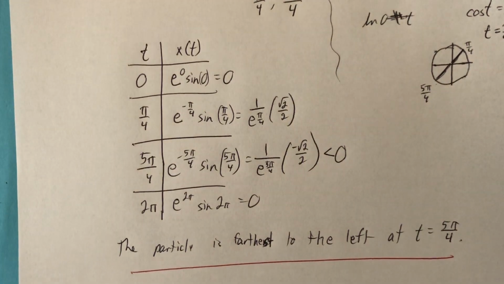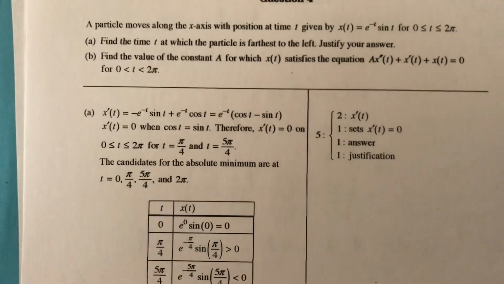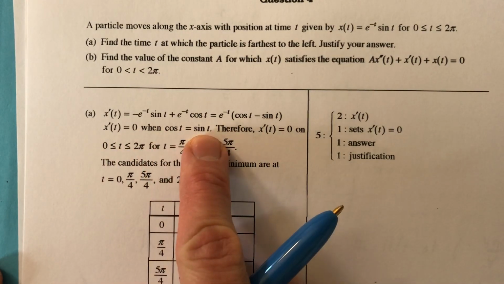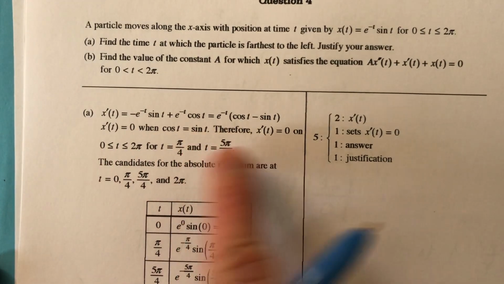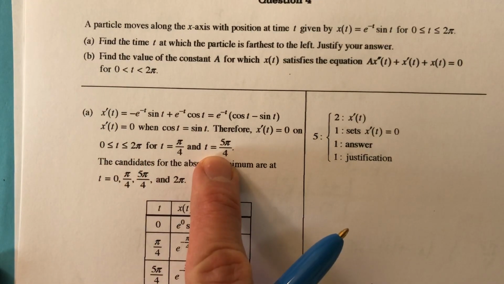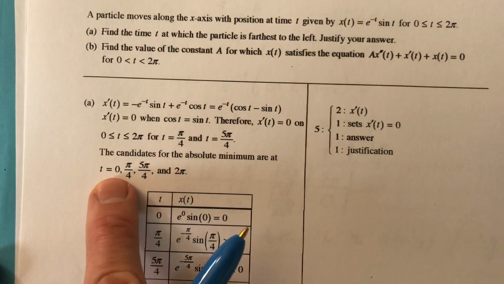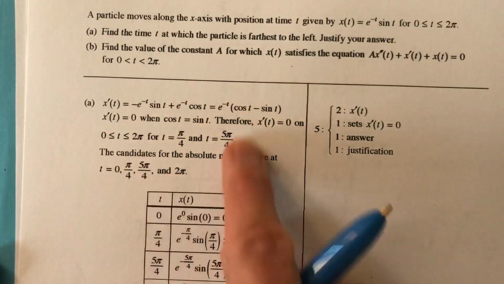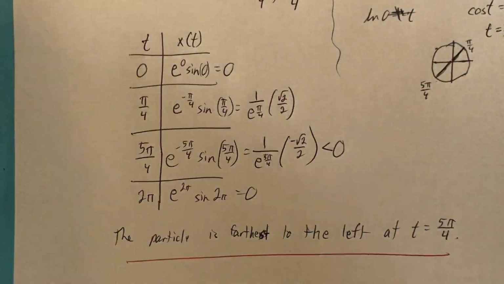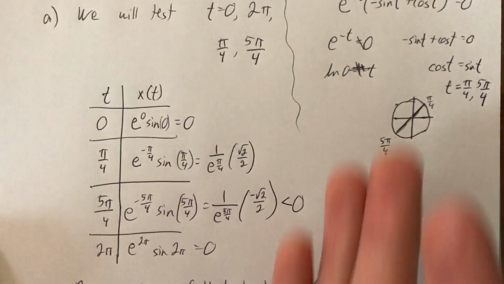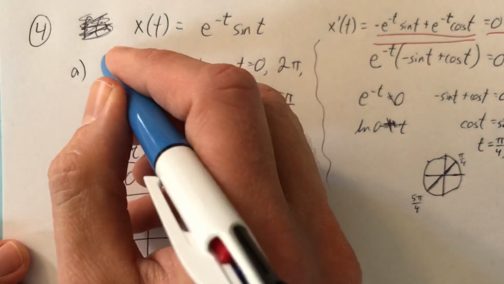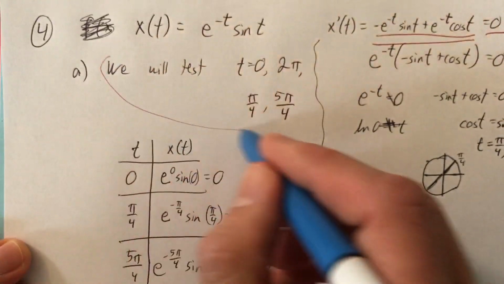And now let's dig a little deeper into what's going on here. And then our justification. So x prime equals 0 and cosine t equals sine t. We did that. Therefore, x prime is 0 on that. And then, okay, so the candidates for absolute minimum are 0, pi over 4, 5 pi over 4, and 2 pi. So all the logic that we have here was spelled out in our work, or even explicitly here. And so we had a justification, and so the last point is the justification, which I think is all this right here.